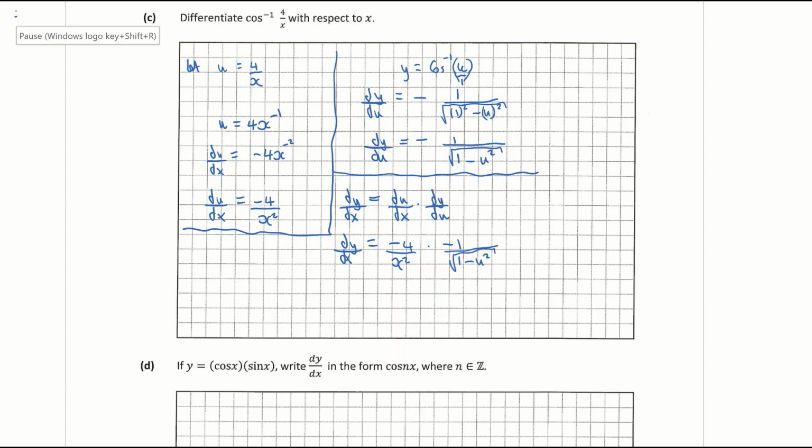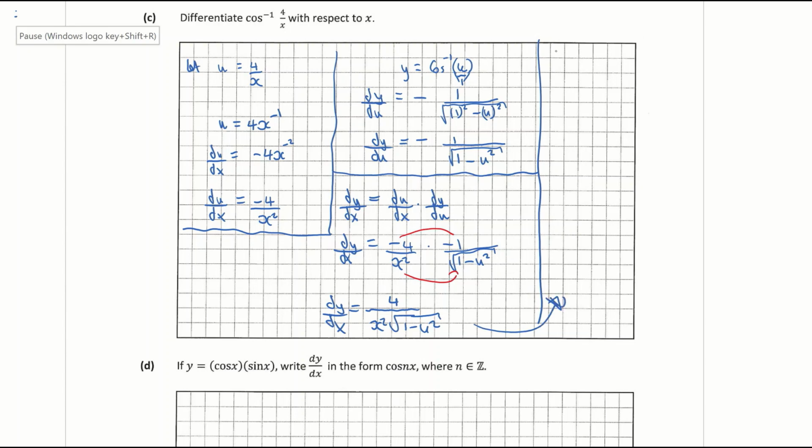Now I'm going to sub back in my value for u in a second, but let's tidy it up a little bit. If I multiply these out, top by top and bottom by bottom, that's how I multiply fractions, so minus 4 by minus 1 is positive 4 over x squared times the square root of 1 minus u squared. So that's what I'm leaving myself with when I multiply the two fractions. Again, they haven't left us a lot of room here, have they? Bringing it up, subbing back in my value for u.